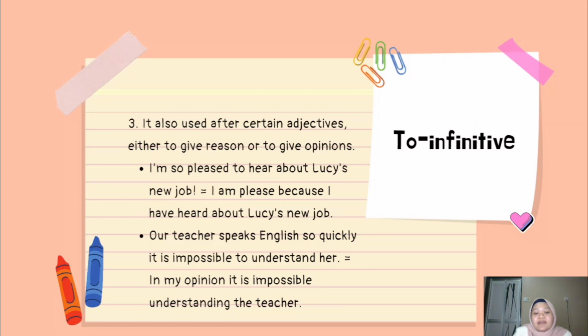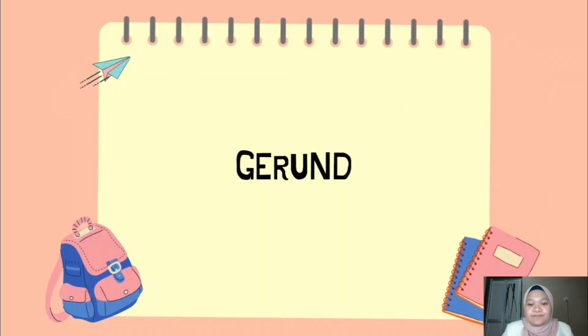Okay, and we are done with the bare infinitive and the to infinitive, which are the types of infinitive. Alright, so we are done with the to infinitive. Now let us proceed with gerunds. Second grammar of the day.